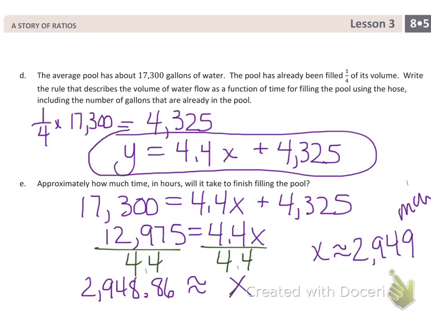And so to find hours, I'm going to have to divide by 60. So the time in hours would be just a little over 49 hours. So approximately 49 hours to finish filling the pool. So that would be just over 2 days with it on round the clock. All right.